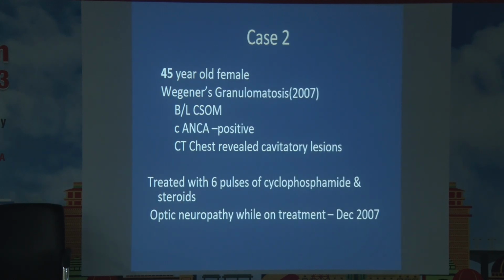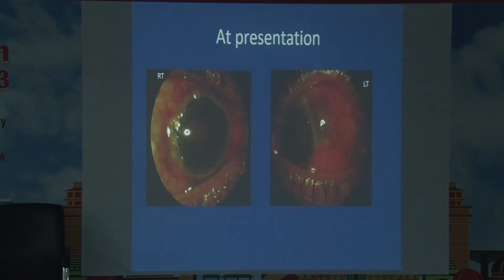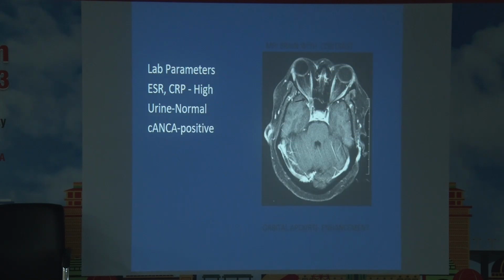Case number 2, a more severe form of disease: a 45-year-old lady with Wegener's granulomatosis who had bilateral CSOM and chest lesions as well. At presentation, she had PUK along with scleritis, and in fact, she had an optic nerve head granulomatous process, with which she lost vision in one eye. The other eye again had severe scleritis and PUK.